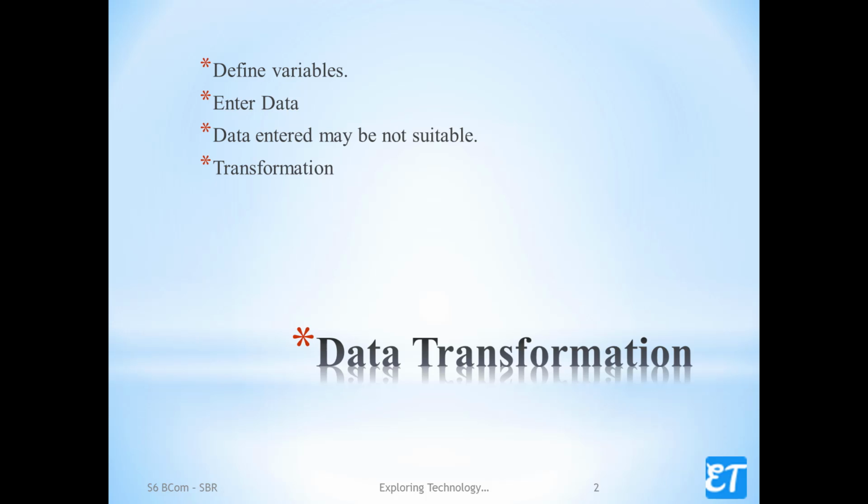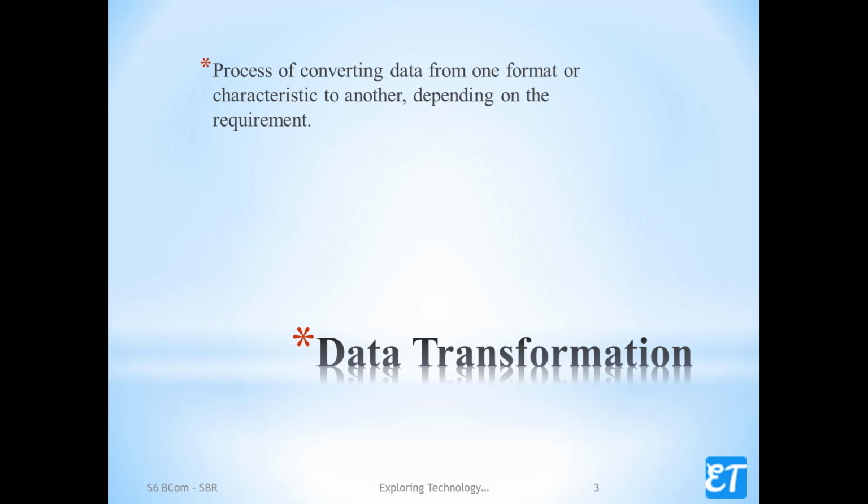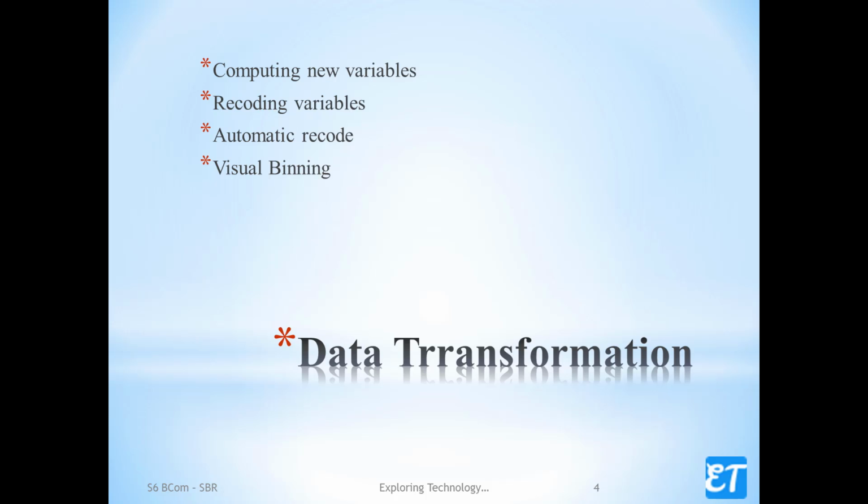That process of converting data from one format or characteristic into another format or characteristic depending upon the requirement is known as data transformation. There are a lot of data transformation methods already defined. They are computing new variables, recoding variables, then automatic recode, and visual binning. In this video, we are going to cover computing new variables and recoding variables data transformation.